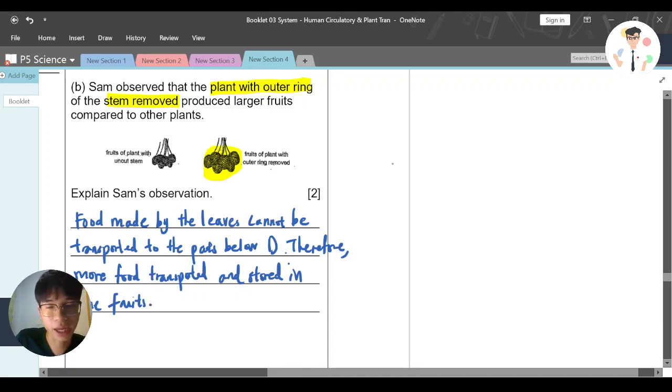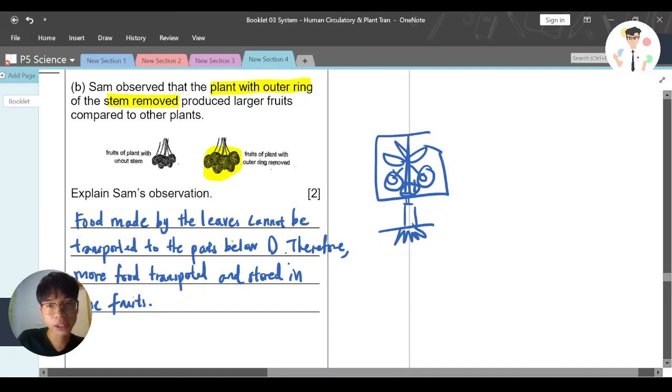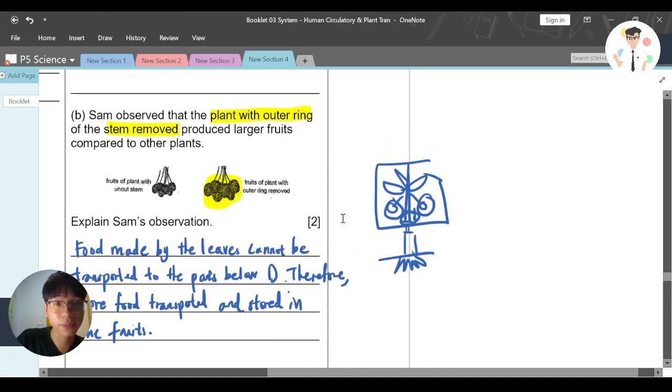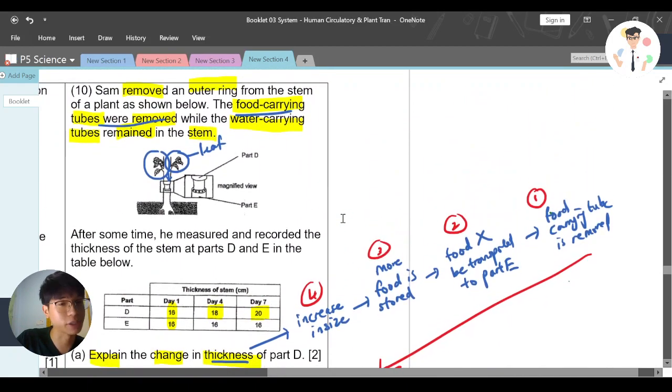Let me just draw an example. This is the fruit maybe, and this is removed. As you can see, the food cannot go down, so it will be stored inside here. And here will also be swollen, with more food on top. I think that is clear enough, and I believe you can understand. Again, this is a very important concept that you should know, and it is repeated many times.